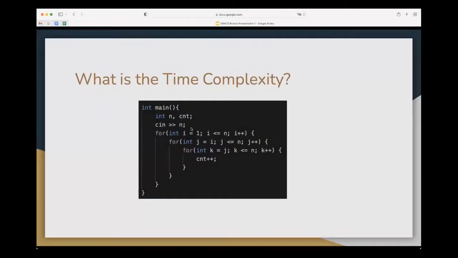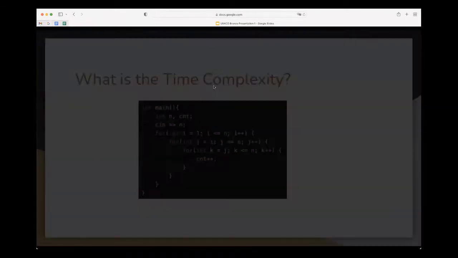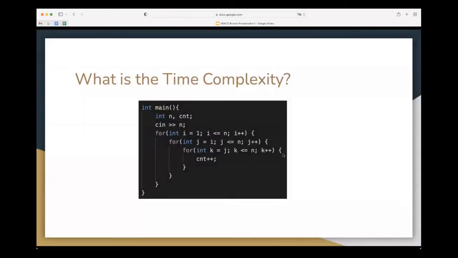CNT++ is just a way to increment, like basically add one to CNT. So if you do CNT++, it'll add one to CNT. And the reason why I want to do that right now is actually at the end, if you output CNT, that'll give you an approximation of how many operations that your program takes. So yeah, that's why we put it in the code.